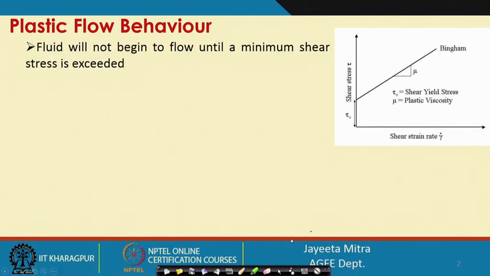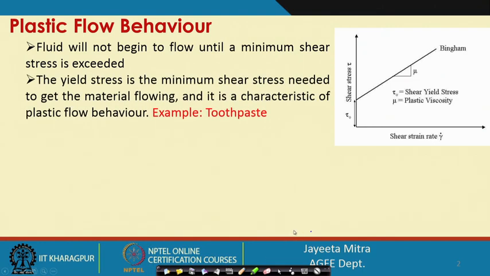So, the fluid will not begin to flow until a minimum shear stress is exceeded, and this minimum shear stress is called the yield stress. For example, we can see toothpaste, where we need to apply some initial stress, then only it will squeeze out. So, flow will start. This kind of material we can express by the equation tau yz equals tau 0, that is the initial stress or yield stress required to cause the flow, plus k into dVz by dy, where k is the consistency index and dVz by dy is the shear rate.